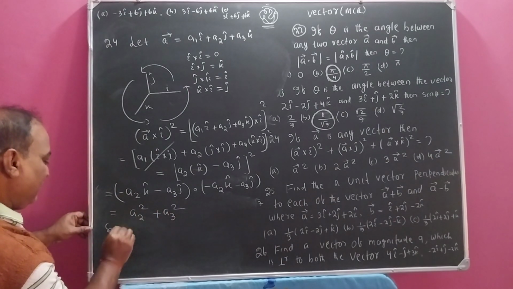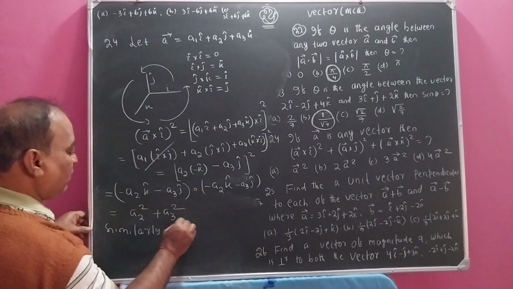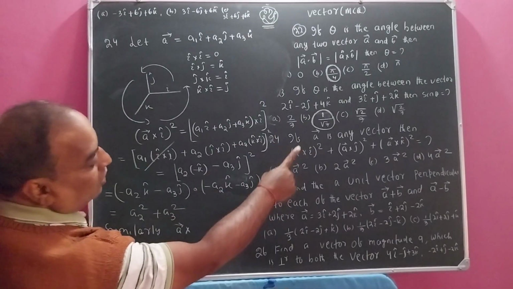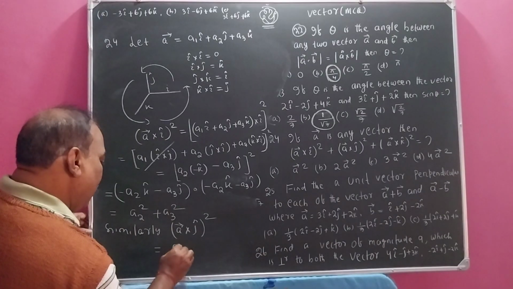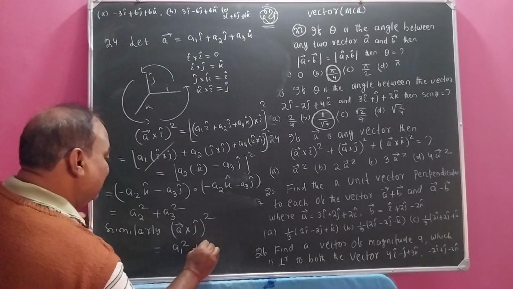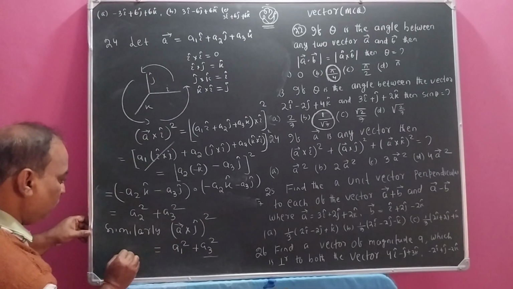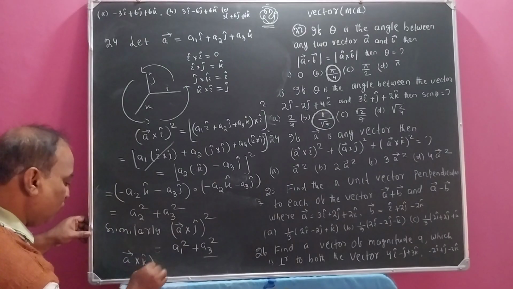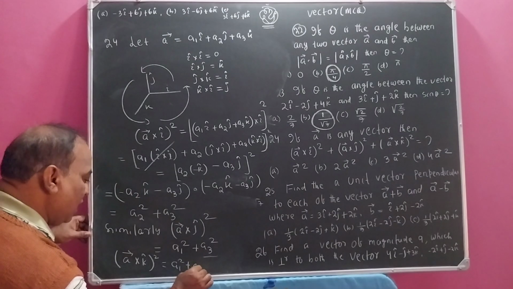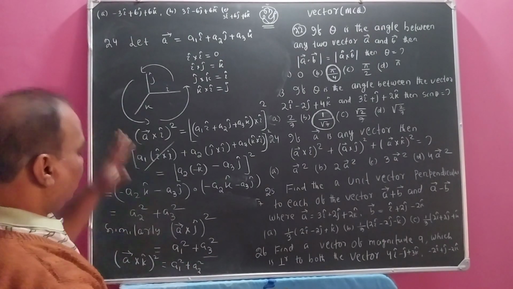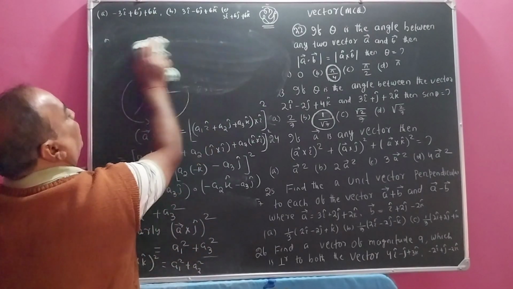Similarly, A vector cross J vector whole square, we can find out A1 square plus A3 square. Okay, again, A vector cross K vector whole square, we get A1 square plus A2 square. So adding all, we get, write out the last step of this question.